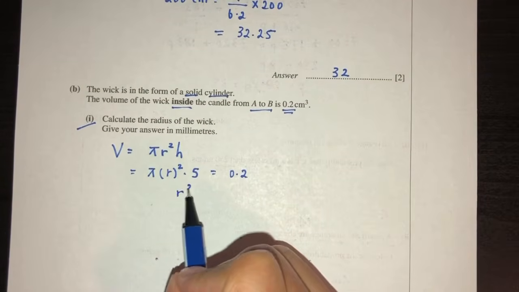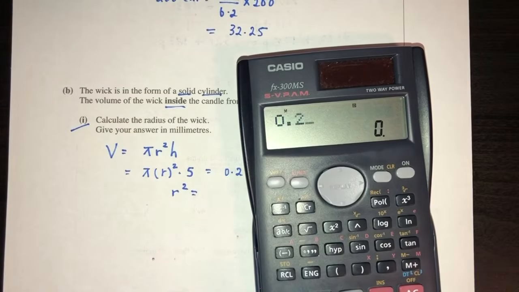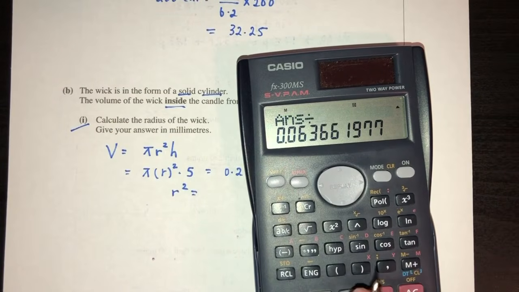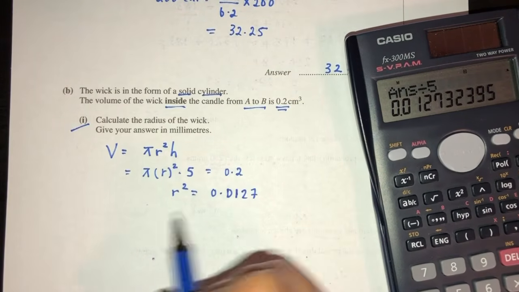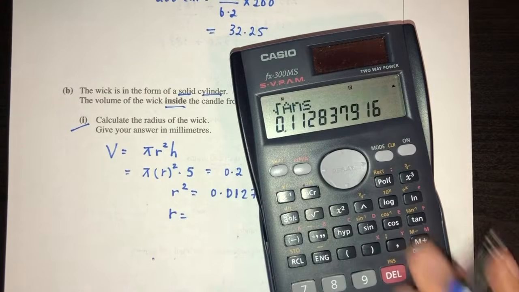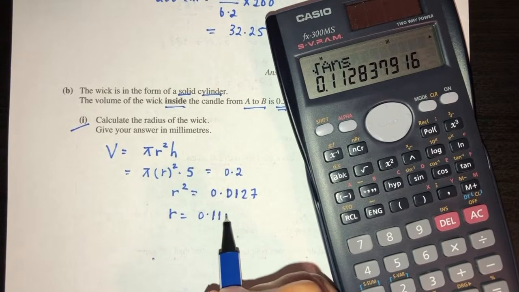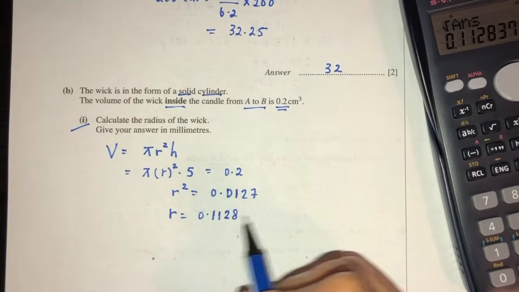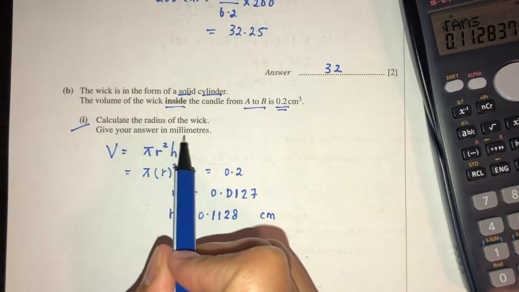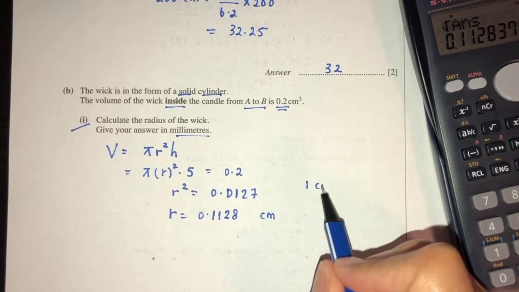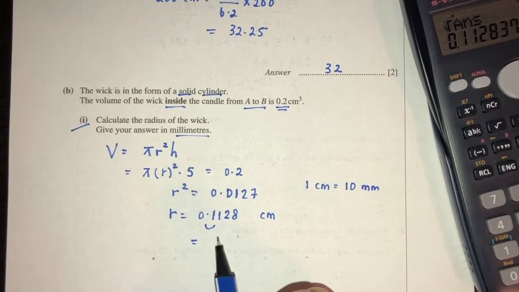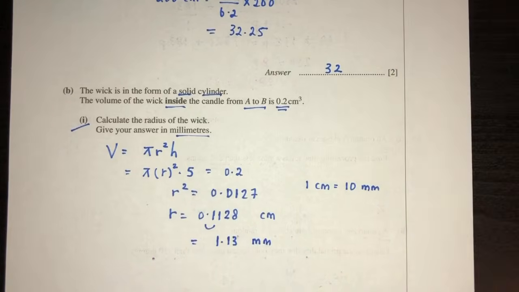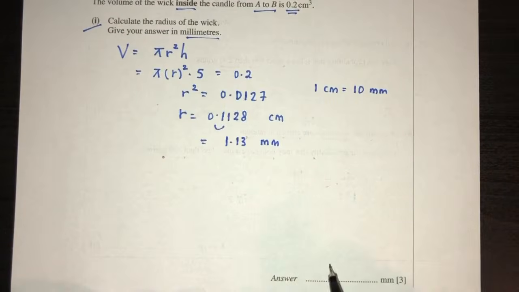So we have to make r the subject of the formula. So let's do that. 0.2 divided by pi divided by 5. That will be 0.127. So r will be the square root of that. That will be 0.1128. This is your value in centimeters, but you have to give your answer in millimeters. As you know, 1 centimeter is equal to 10 millimeters, so we can multiply by 10. You'll have 1.13 millimeters, correct to 3SF. So that will be your length, your radius, sorry.